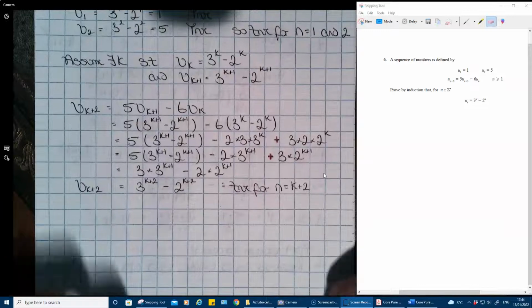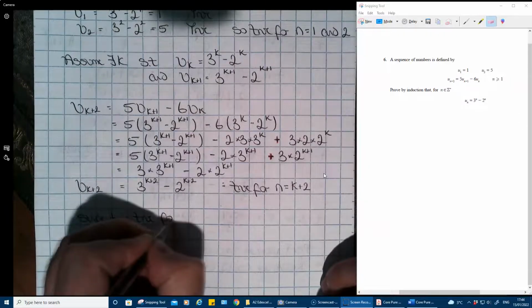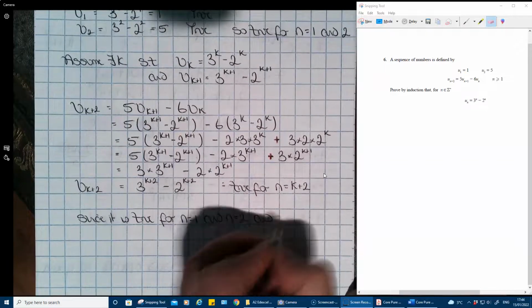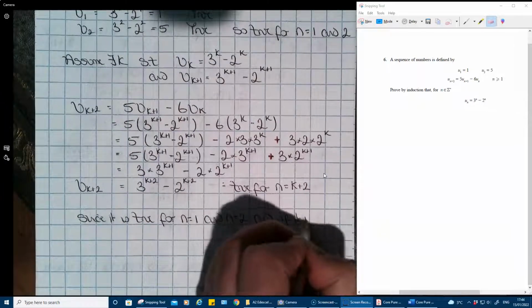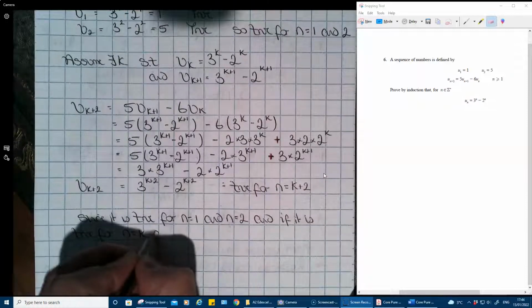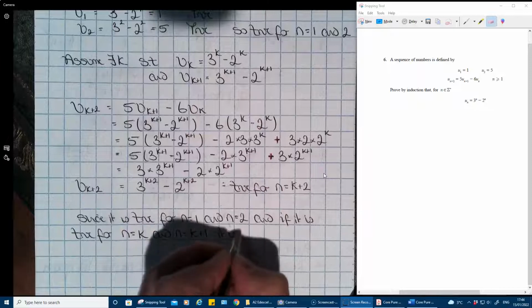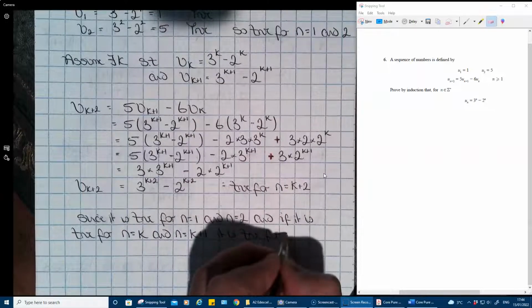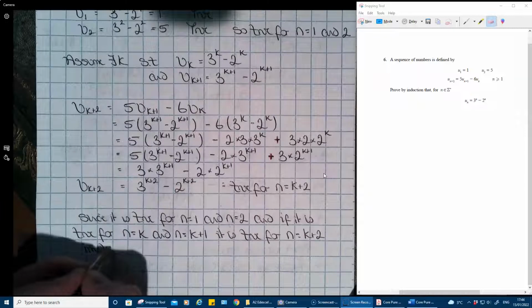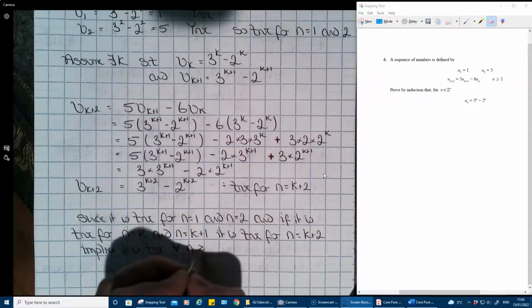Then we need a concluding statement. Since it is true for n equals 1 and n equals 2, and if it is true for n equals k and n equals k plus 1, it is true for n equals k plus 2, implies it is true for all n greater than or equal to 1.